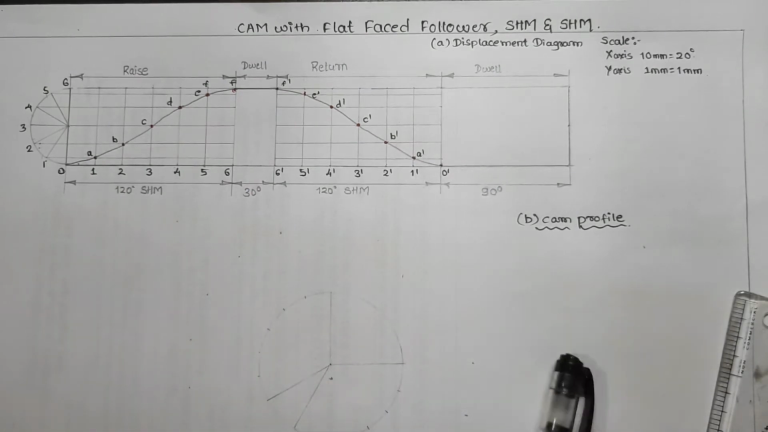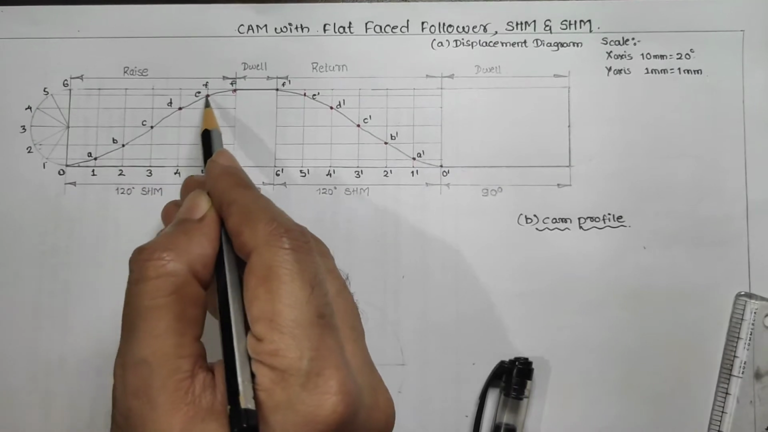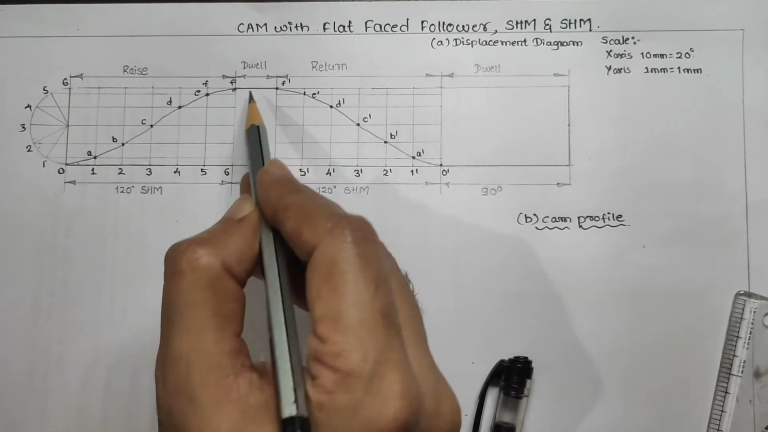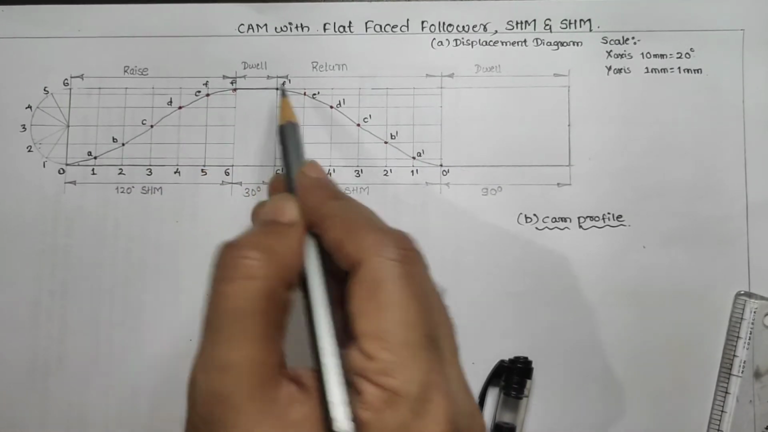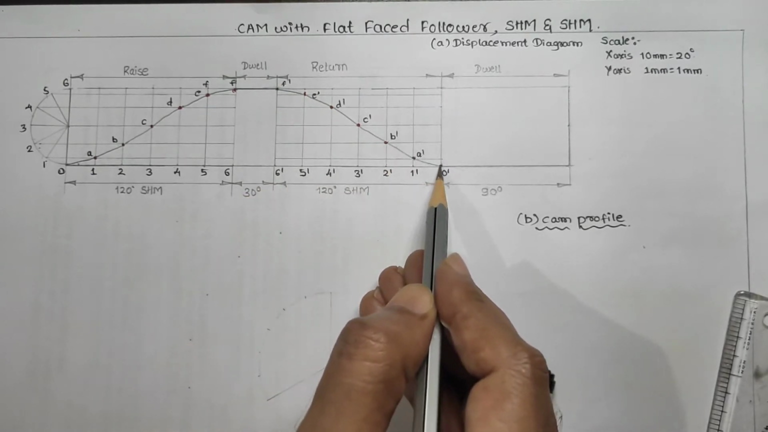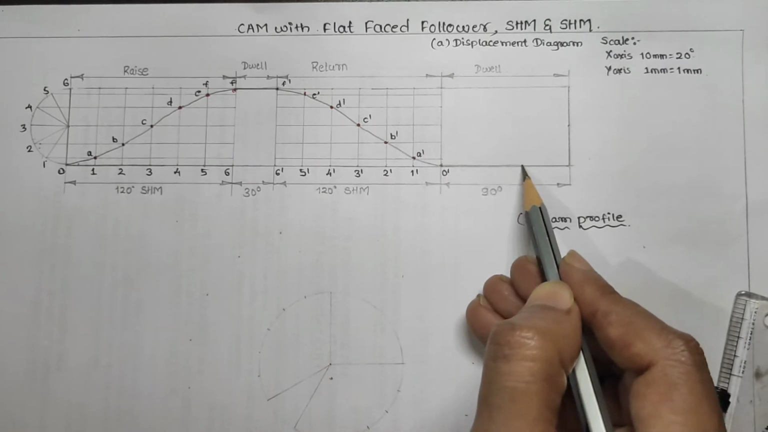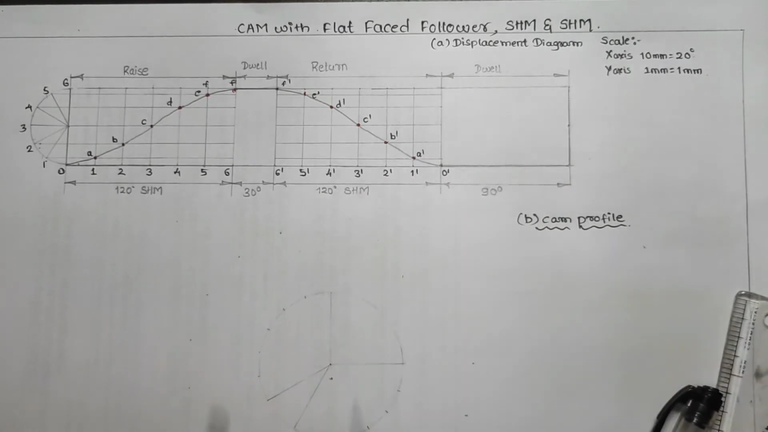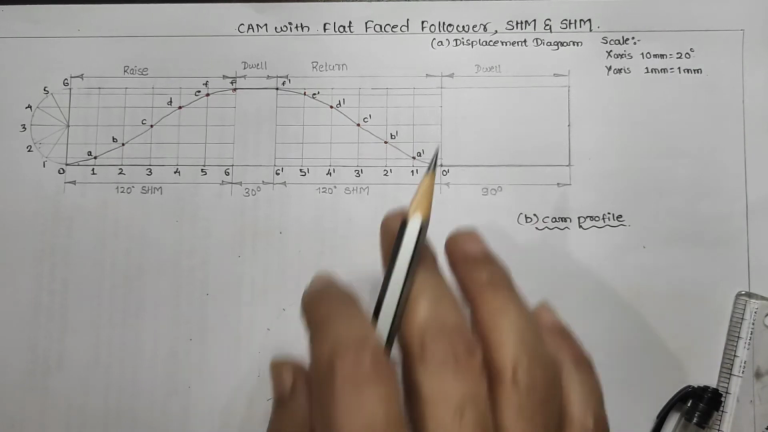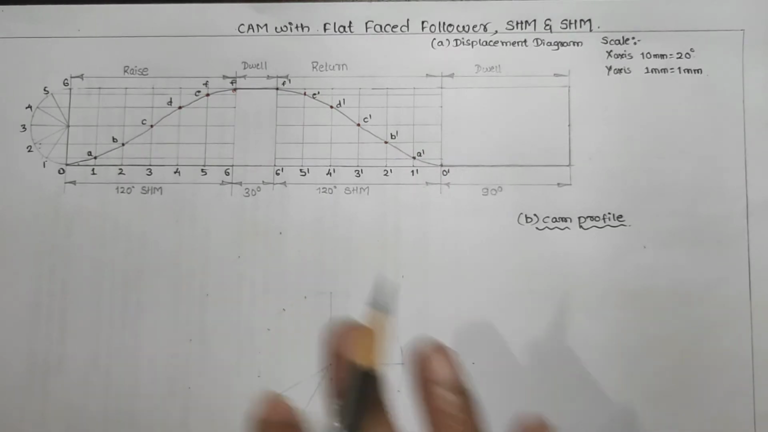Then with the help of a freehand sketch, draw the profile of the simple harmonic motion meeting all the points, and during the dwell period keep it straight. Then draw the profile for the simple harmonic motion during return, and for the return dwell period keep it straight. This is how you have to draw the displacement diagram. The displacement diagram is typically very easy.